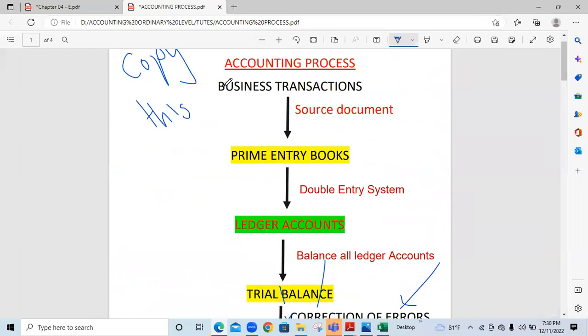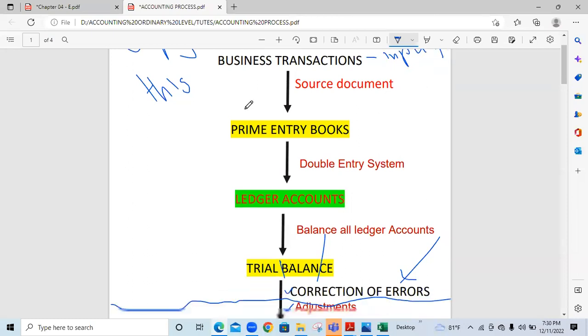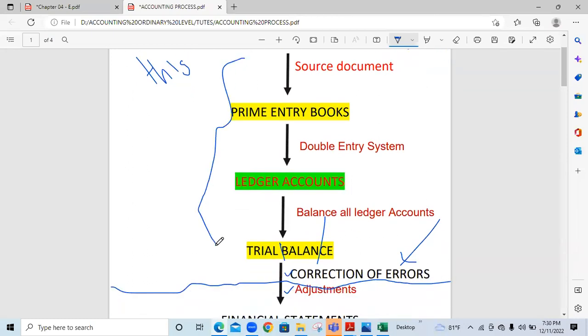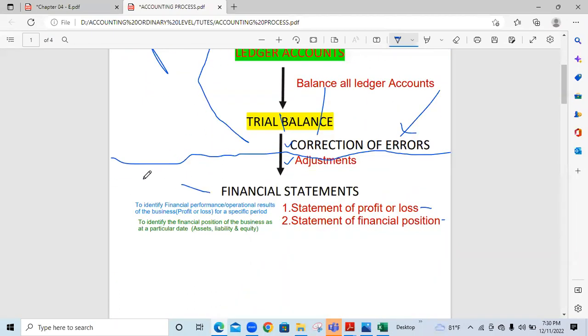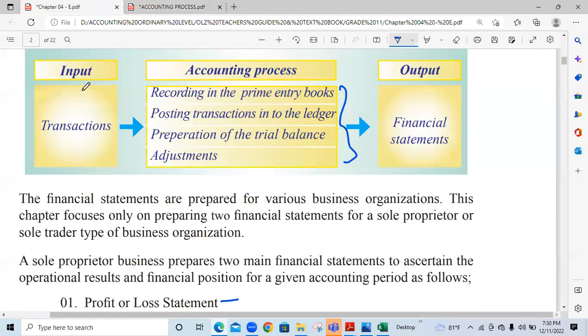see here, guys, this is the input. This is the accounting process. All this is the accounting process. This is the process. This is the output, guys. The financial statements will be your output. Okay, so transactions are the input.